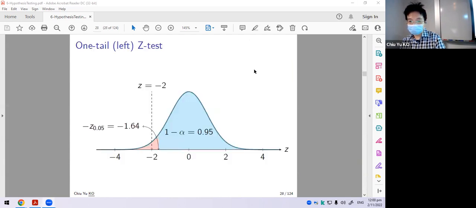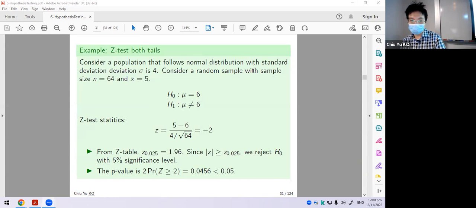Now we can continue to do the two-sided one. Just repeat what we are doing. The reason we are doing this is that we do the same for the t. So let's get started. Now we have a population following a normal distribution, and sigma is 4. We will drop this assumption later and talk about the t. We have a sample size of 65 and a sample mean of 5, and this mu is 6.